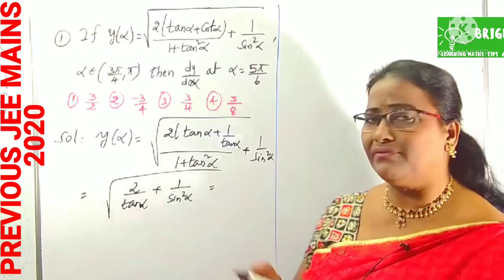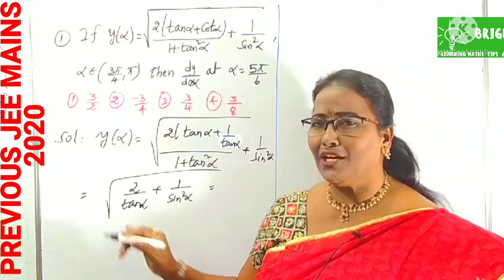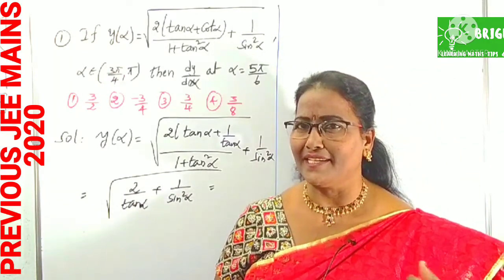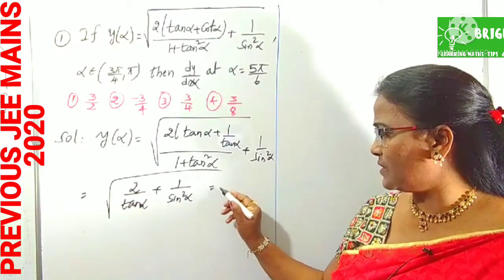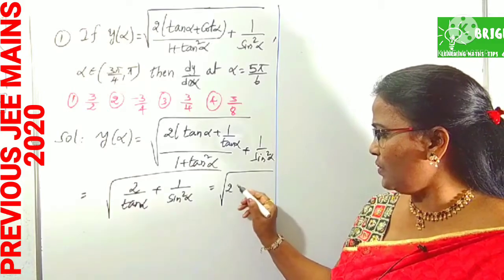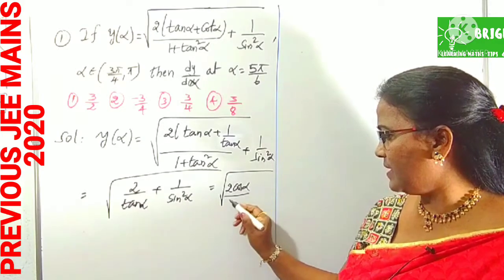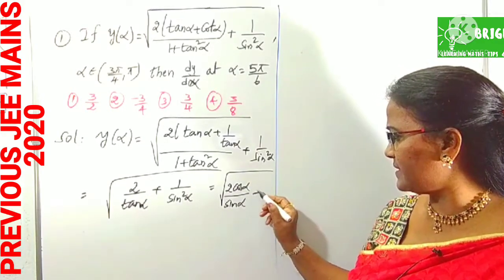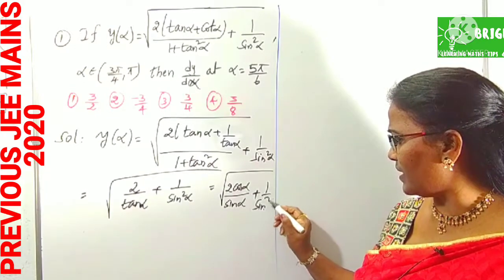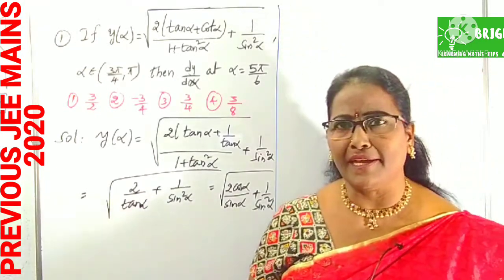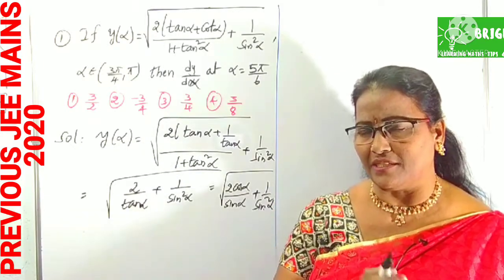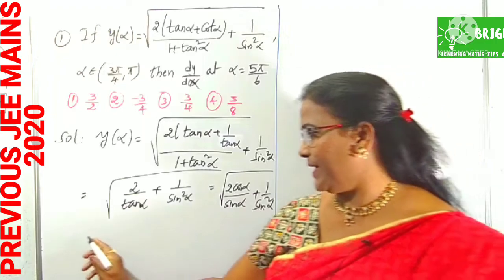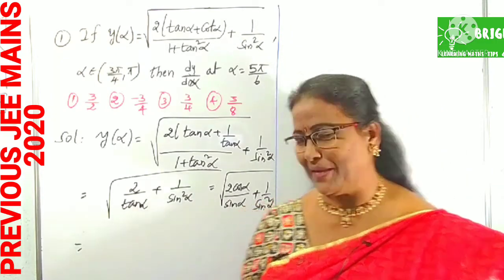Right. For further simplification, you know tan alpha can be written in terms of sin and cos. So 2 by (sin alpha by cos alpha) I can write, under the root, as 2 cos alpha by sin alpha plus 1 by sin square alpha. Minimize the steps, guys. You have to simplify within the minimum number of steps. Okay. For that also you have to save the time.